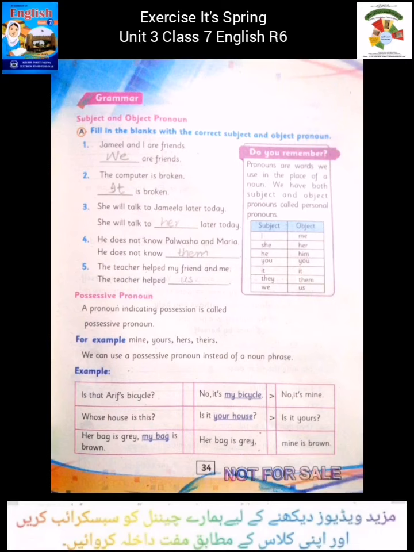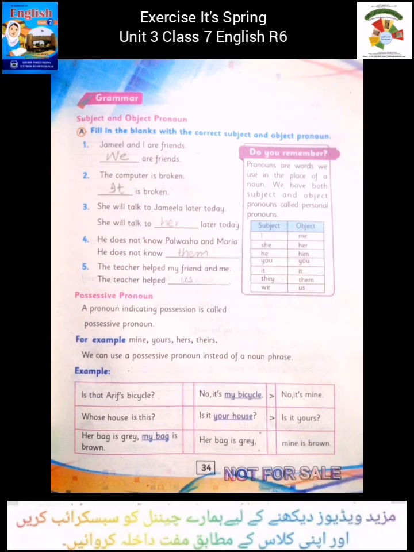So in the given examples, is that Arif's bicycle? No, it's my bicycle. So now here my bicycle would turn into no, it's mine. Whose house is this? Is it your house? So your house is turned into yours. We have added s. Is it yours? This is how possessive pronouns are used.